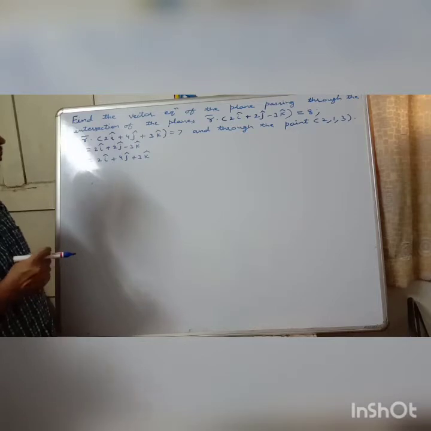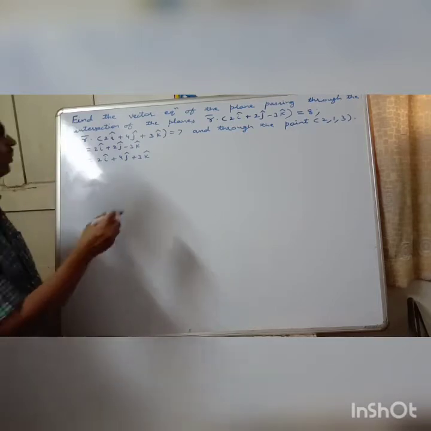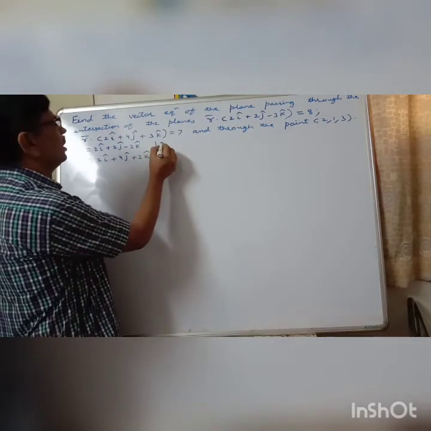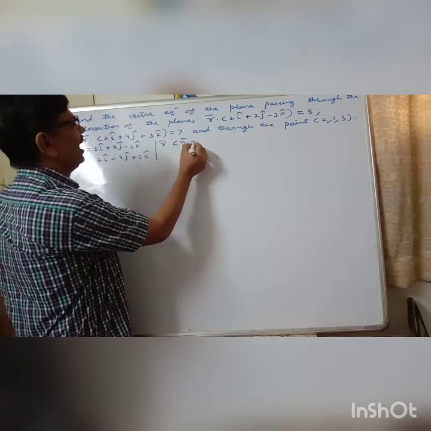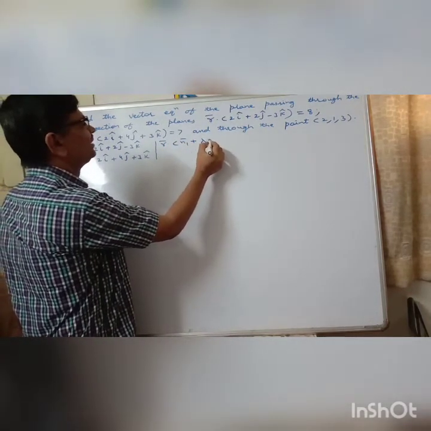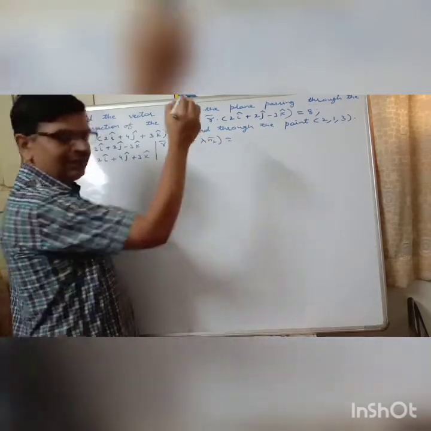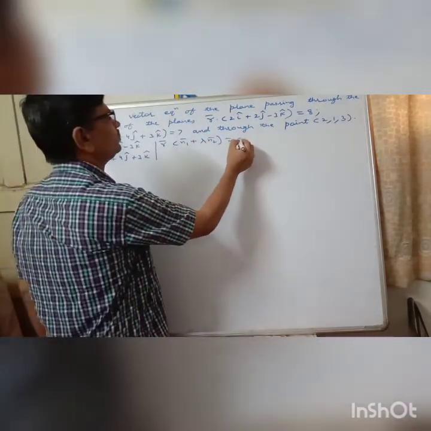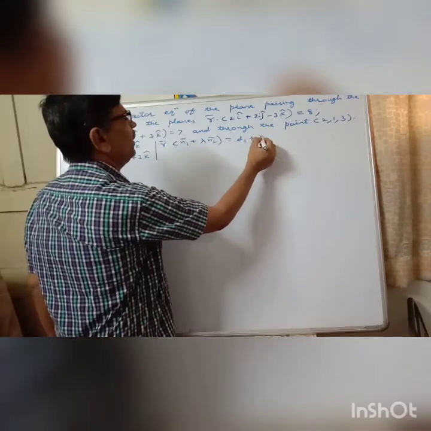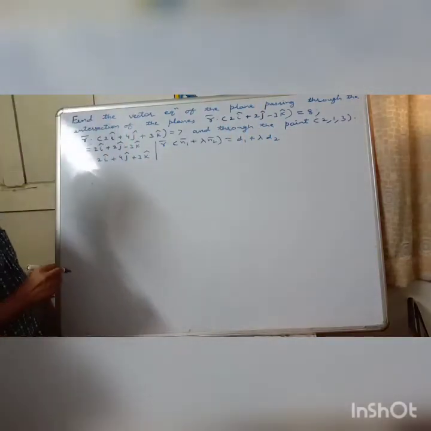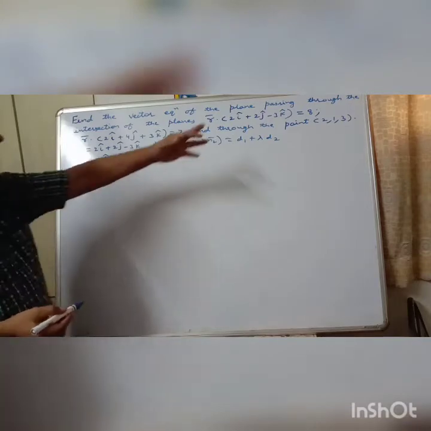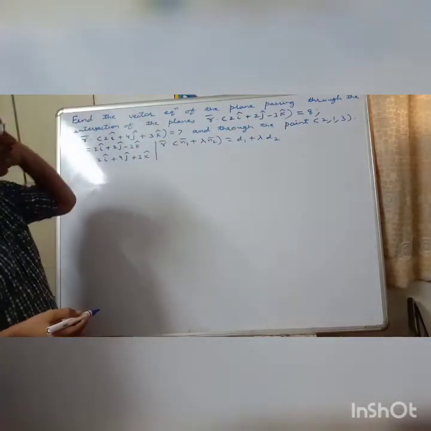Equation of plane passing through intersection of these two planes: r bar dot in bracket (n1 bar plus lambda n2 bar) equal to d1 plus lambda d2. Put the corresponding values. Here d1 equal to 8, d2 equal to 7.